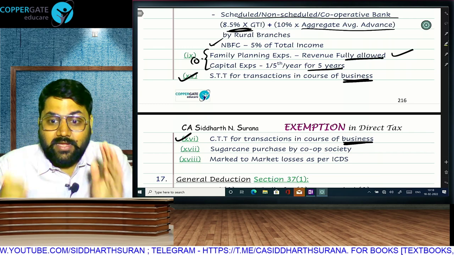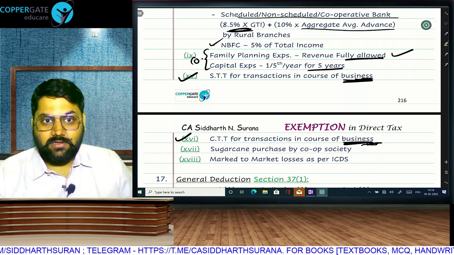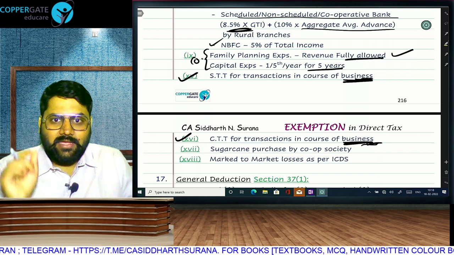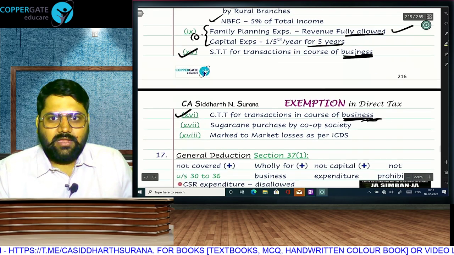Why am I again and again saying business? Because it is possible that you are not doing trading, you are an investor. So at that time also you have to pay STT, CTT. That income comes under capital gain. Under capital gain, you don't get deduction. STT, CTT allowed if business, not allowed if under capital gain.